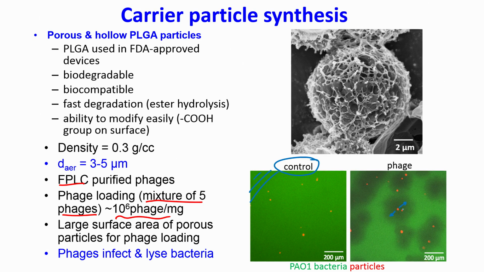So, as I said, the phages are self replicating. So, they are infecting the bacteria, they are lysing it, they are spreading and then they are also killing the bacteria next to them as well.